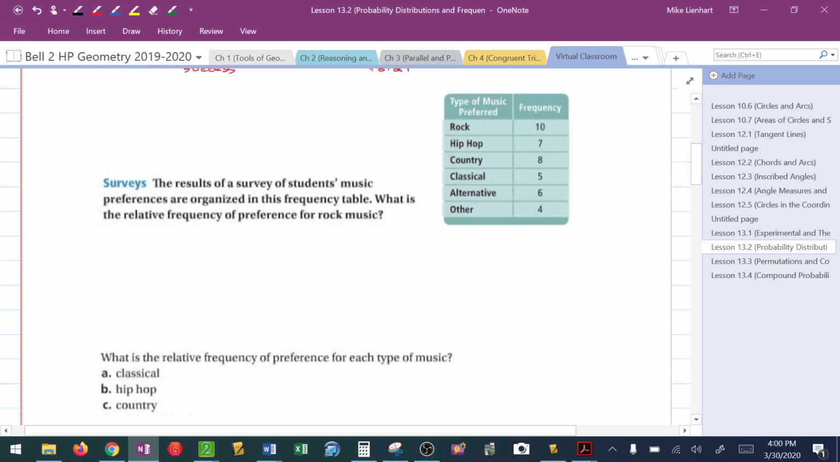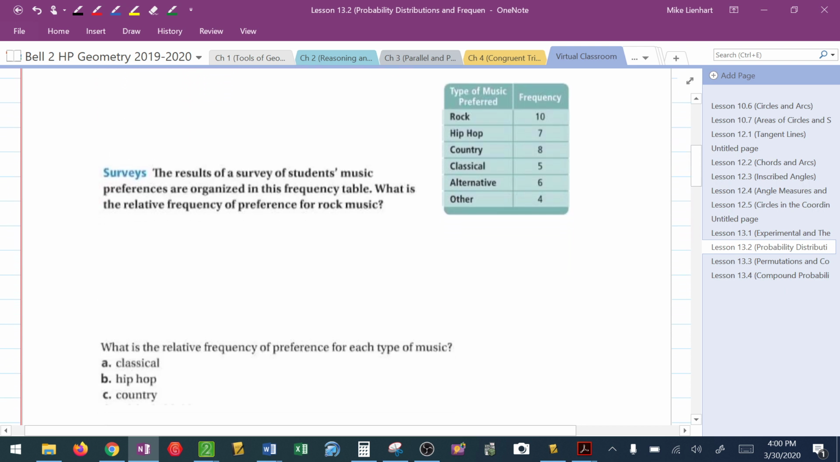All right. So let's take a look at some examples. The first one here says, all right, the results of a survey of students' music preferences are organized in this frequency table. What is the relative frequency of the preference of rock music? Well, right there when I saw relative frequency, I'm thinking probability. I know there are 10 for rock, 7 for hip hop, 8 for country, on and on. But the first thing I got to do is figure out how many are there total. If I add all these up, I know that I have a total of 40 different results.